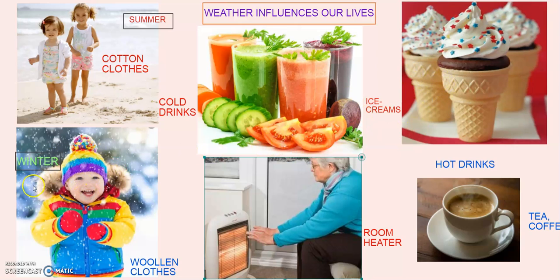Which type of clothes do we wear in winter season? Yes, generally we wear woolen clothes in winter season. They are thick, we feel very warm, and we don't feel cold. And sometimes we use room heaters also. This is a room heater. And which type of food will we eat in winter season? Yes, we drink hot drinks like tea and coffee.